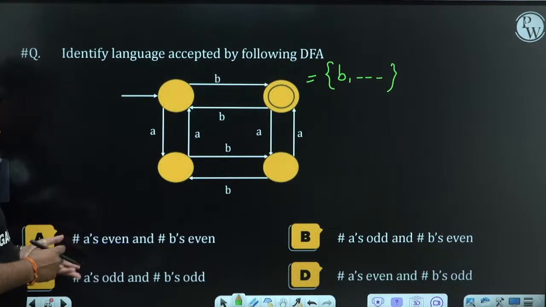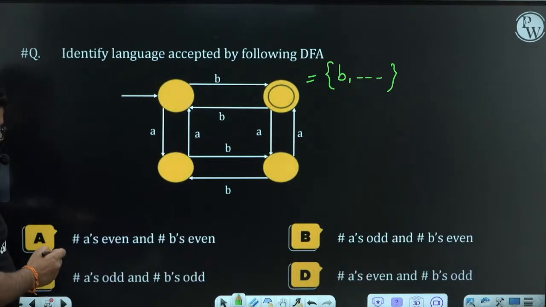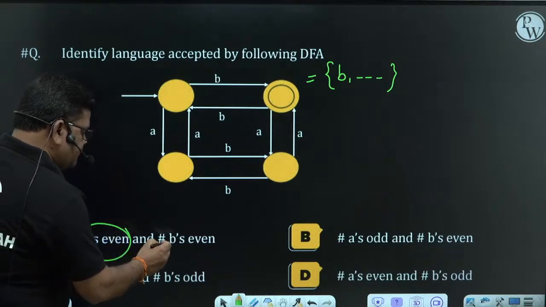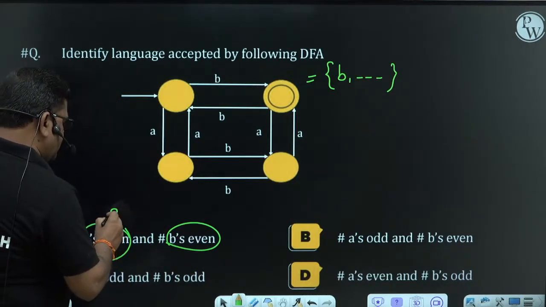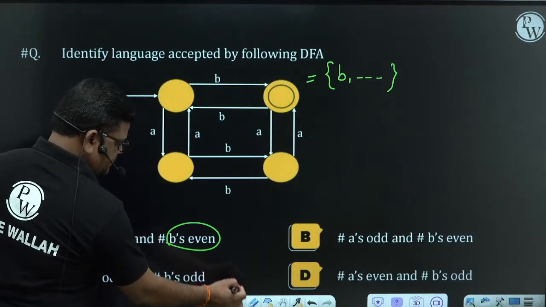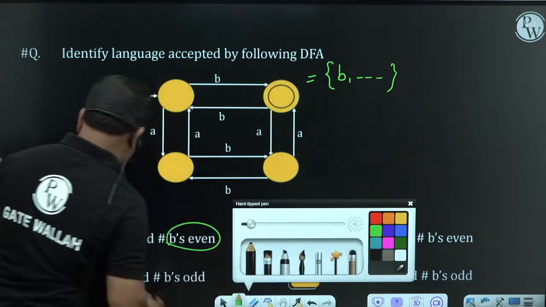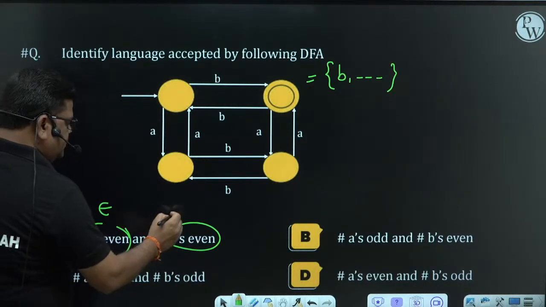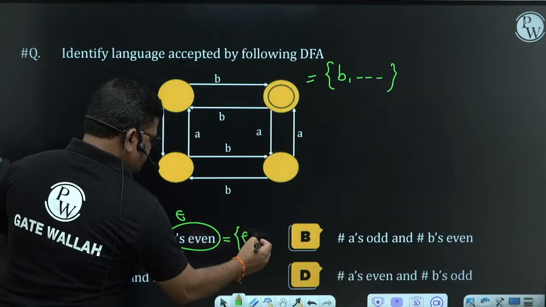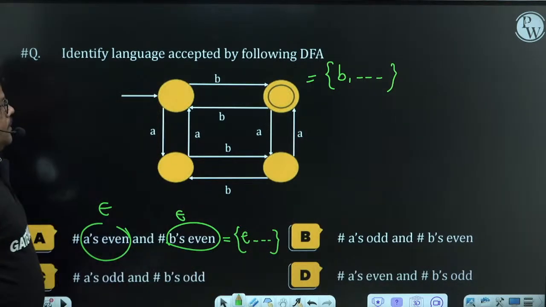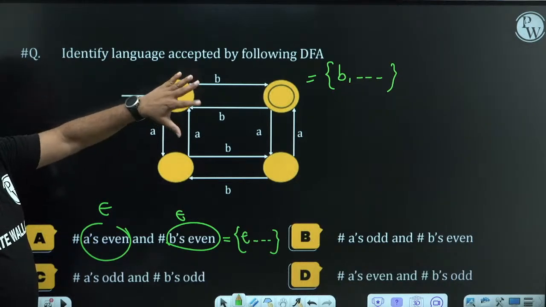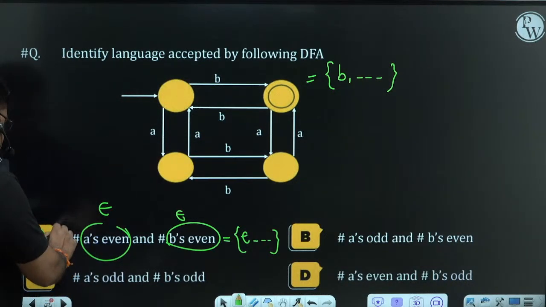So where is that in these options? We'll find. What is the minimum string according to option A? A star, B star. A star means epsilon, B star means epsilon. So the minimum string accepted according to option A is epsilon. Our automata's minimum accepted string is B. This is gone.